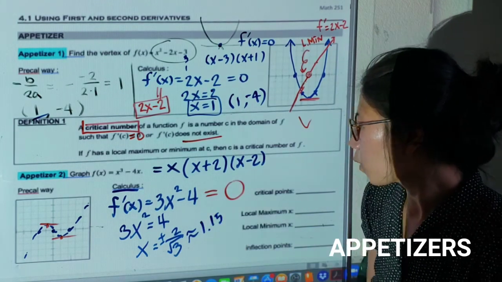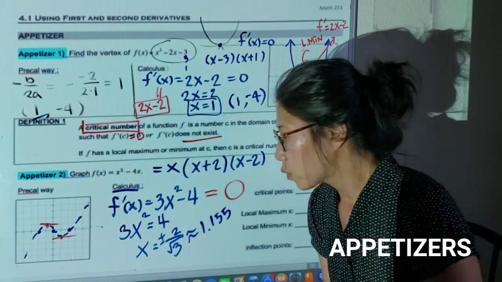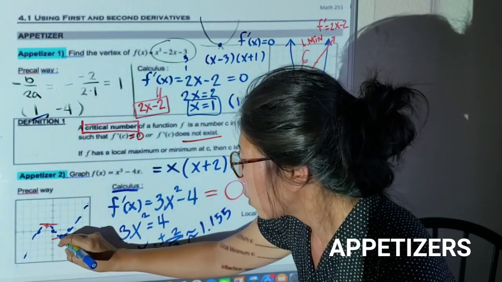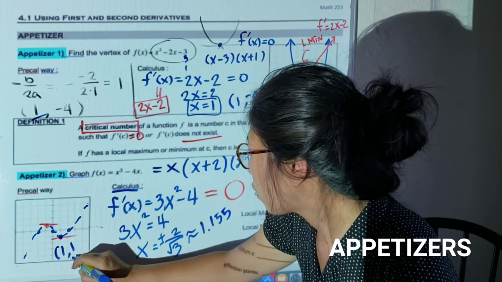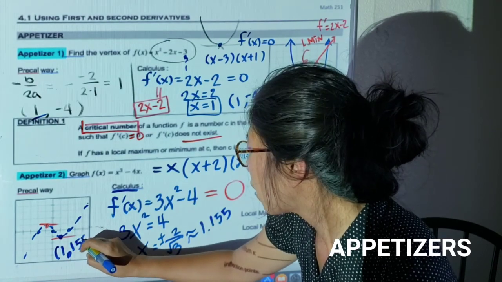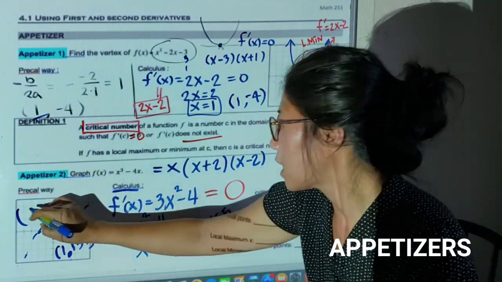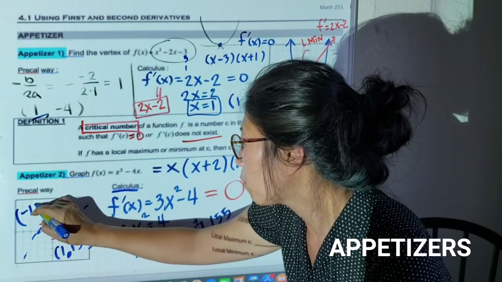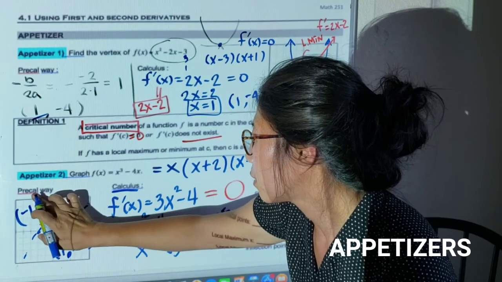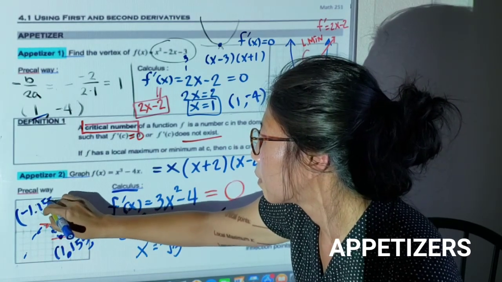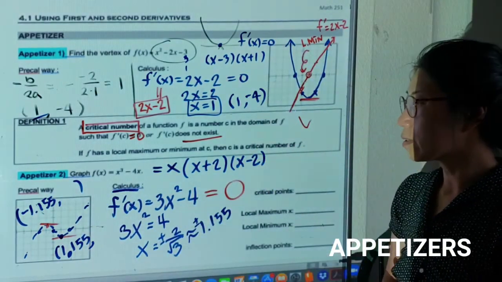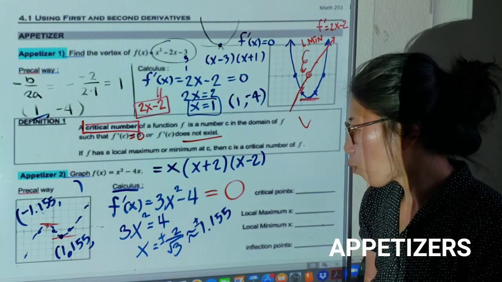It's about 1.155. So that means this value here is 1.155. Comma, the other side will be, since we have a plus minus, negative 1.155. And by plugging this number in, you will be able to find the y value.